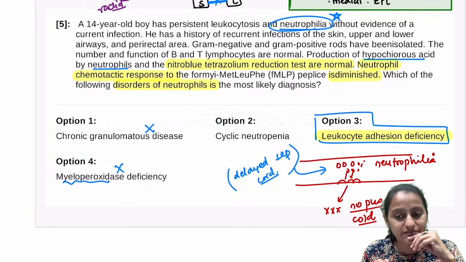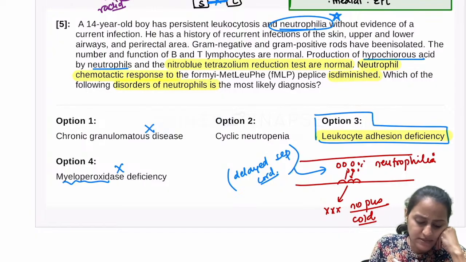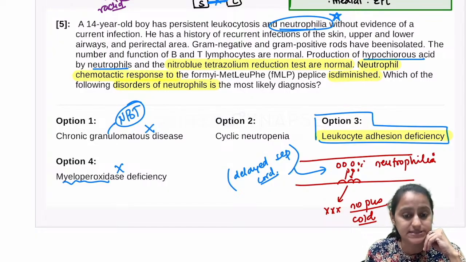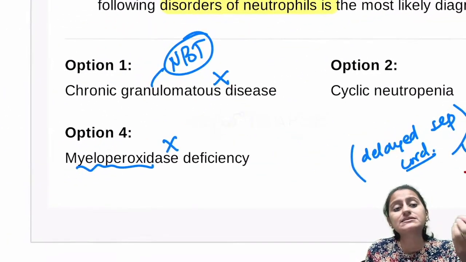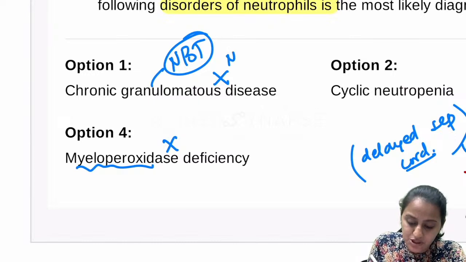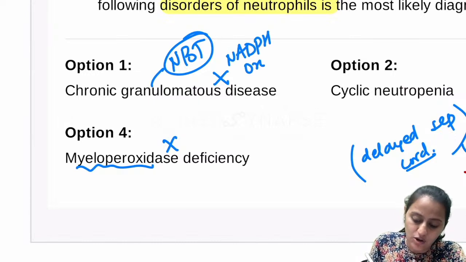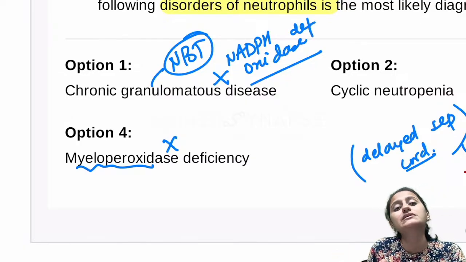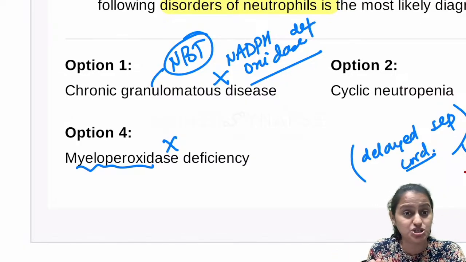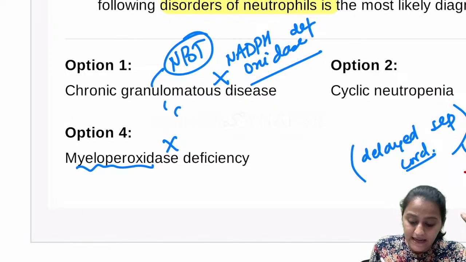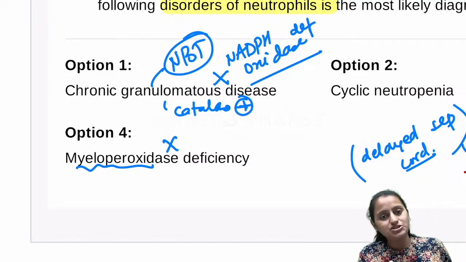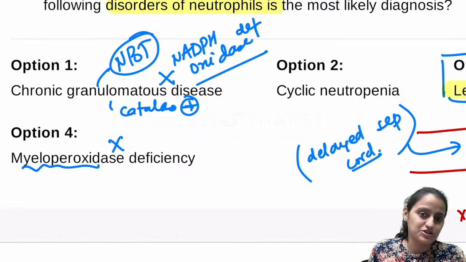Leukocyte adhesion deficiency. Okay. NBT normal rules out chronic granulomatous disease. In chronic granulomatous disease, the acute respiratory burst, which is mediated by NADPH oxidase, that is what is deficient. The respiratory burst mediated by NADPH oxidase is deficient. There is recurrent infection with catalase positive organisms that includes Staphylococcus, Candida, Serratia, right? Those are the common infections there.